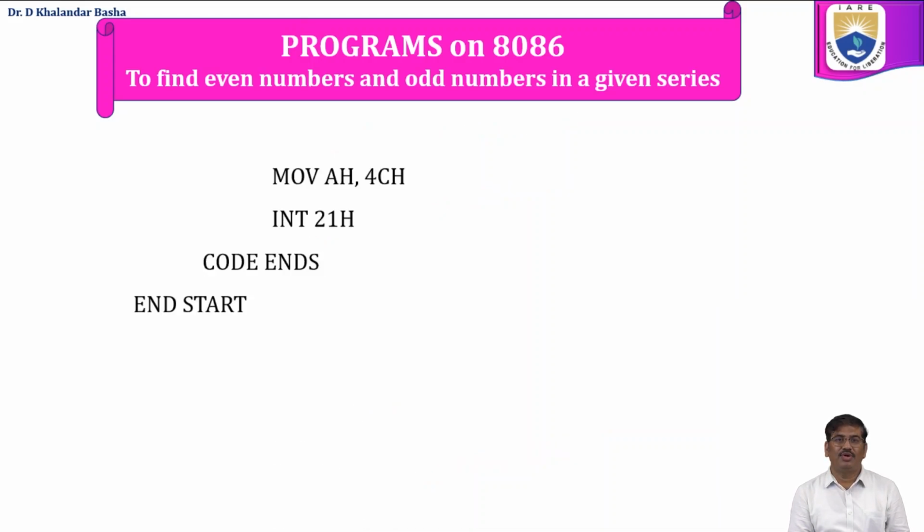Then you terminate the program by using MOV AH, 4CH, INT 21H. We end the code segment by using the ENDS directive with the prefix code, then we end the program by using the END directive. So this is the program to find even numbers and odd numbers in a given series.